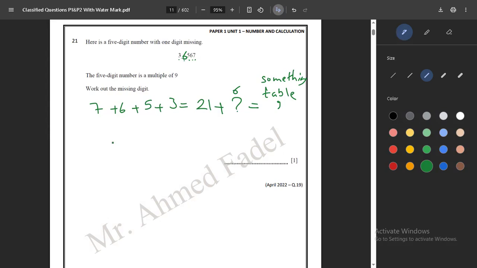So if I add 3 and 6, 9 plus 5, 14. 14 plus 6 is 20. 20 plus 7 is 27. So definitely now this new number is a multiple of 9, because when I added them all up, they gave me 27. 27 is in table 9. So now it works. Work out the missing digit. It is a 6.